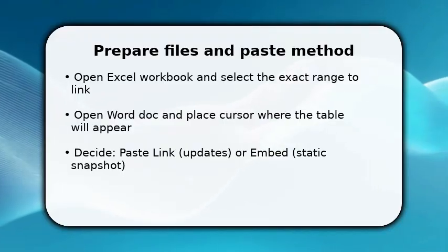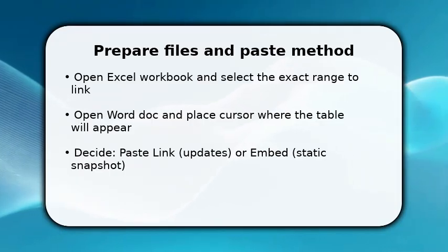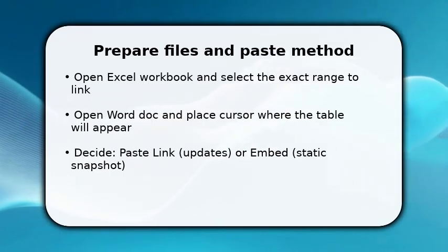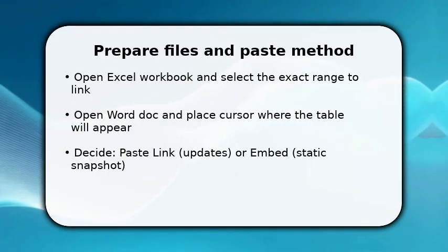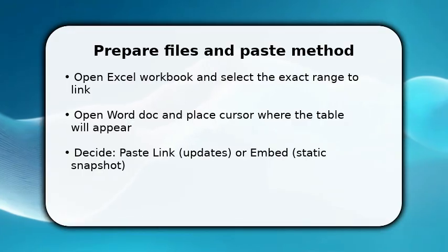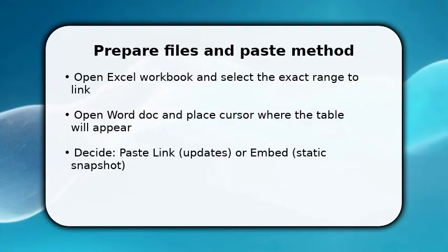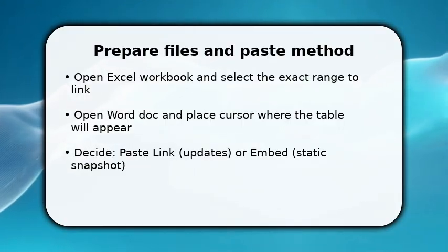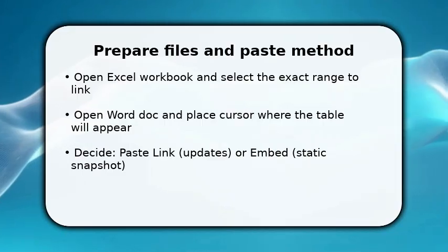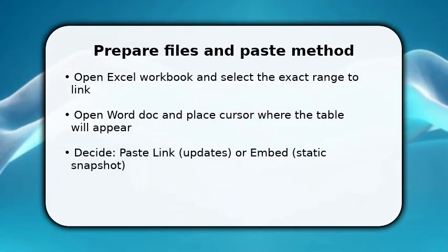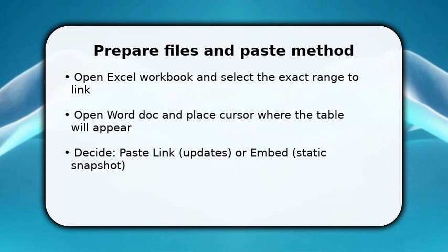You start by selecting the data in Excel and deciding how you want it to behave in Word. Once selected, copy the range. In Word, place the cursor precisely where the table should go. Make sure to choose Paste Special and then Paste Link if you want automatic updates, or Embed if you prefer a static snapshot. This first step sets the connection type and determines whether changes in Excel will flow into Word, so choose based on whether you need live syncing or a fixed copy.